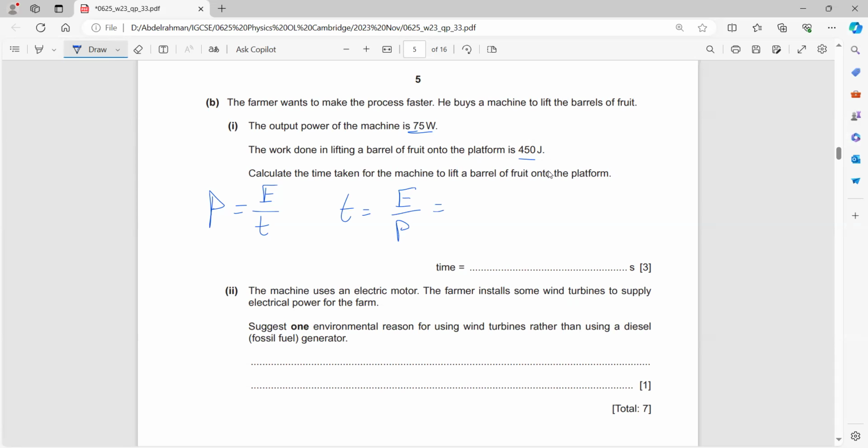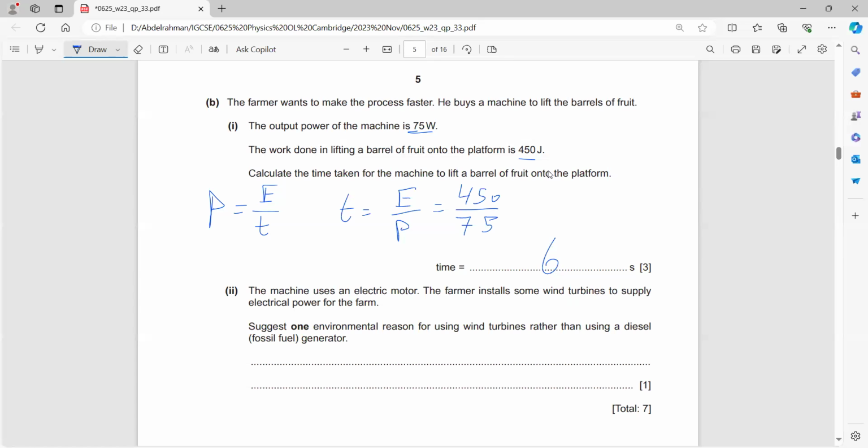Correct. The energy is how much? 450, and the power is 75. 450 divided by 75 would give me 6, right? 6 seconds. Right. Thank you. Bravo. 6 seconds. Beautiful.